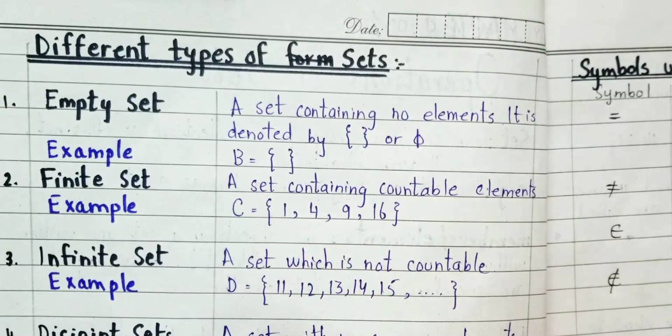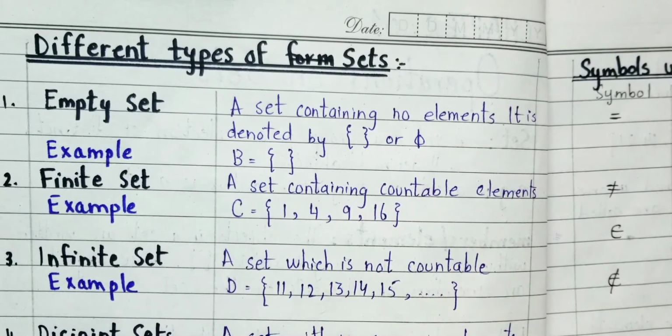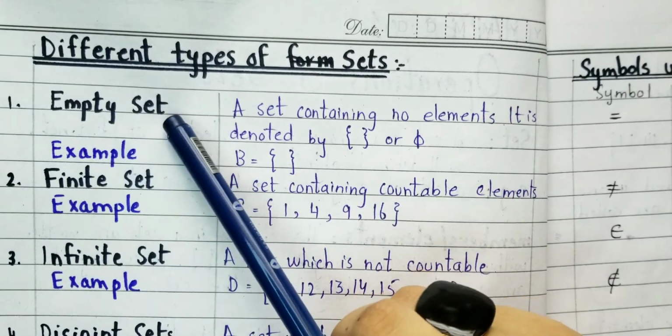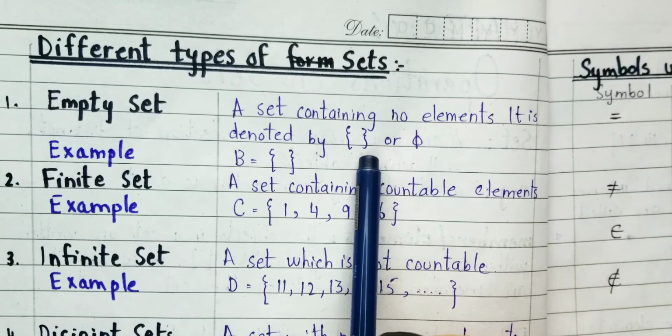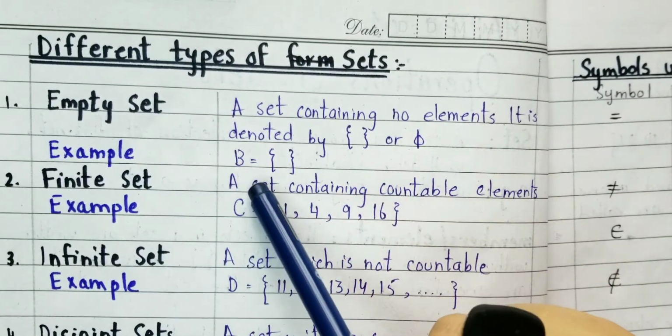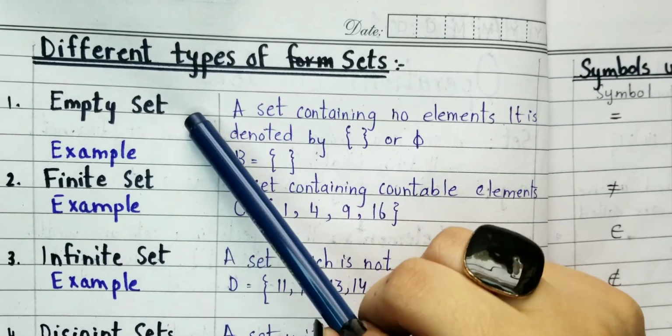Now let's move towards the different types of sets. The first important type of set is the empty set. If a set does not contain any elements at all, then it will be known as an empty set. A set containing no elements is denoted by this symbol. Here the example is also given. So this kind of set is known as an empty set.